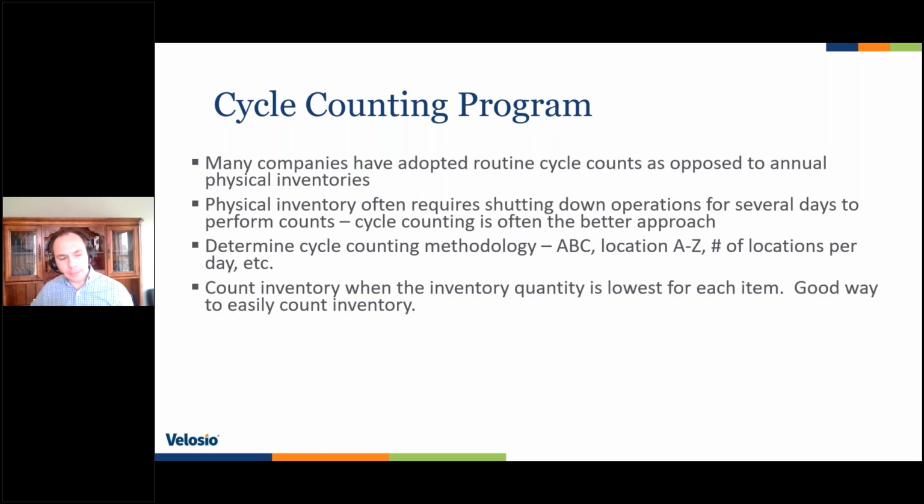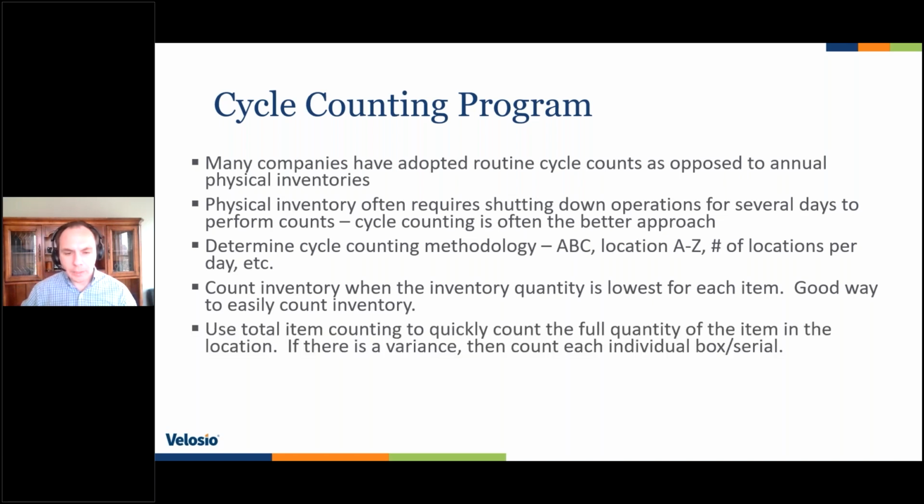And one option in Dynamics is to count inventory when the quantity is lowest for each item. So, let's say you have 100 in stock and you pick 99 of them, you only have one left. The system can trigger you and say, oh, you've only got one left. Go ahead and count that one, because it's easier to count one than counting 100. So that's a good way to easily knock off some of the counts.